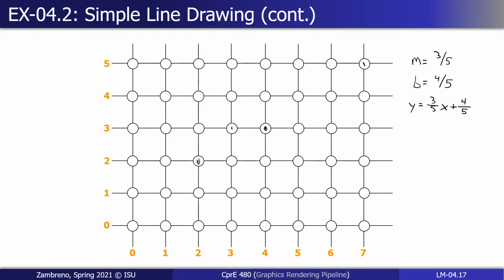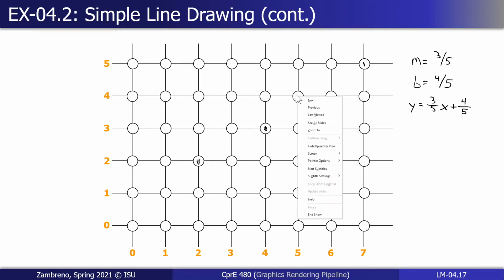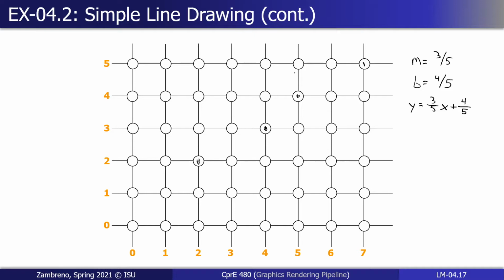Plug in y of 5. That's 3/5 times 5 plus 4/5. That's 19/5, that's 3 and 4/5. We then round up to 4. And finally, we plug in 6. That's 3/5 times 6 plus 4/5, that's 22 over 5. That's 4 and 2/5, so also just 4, right?